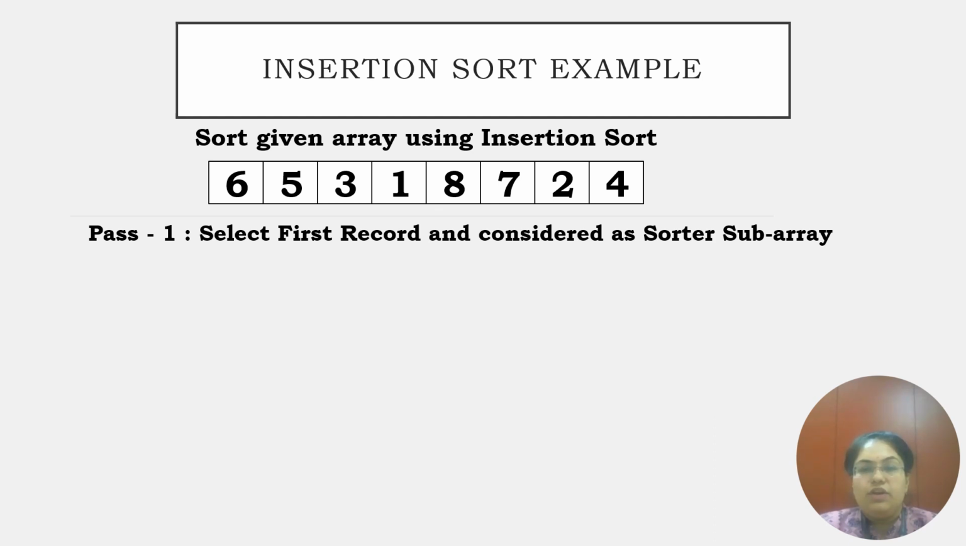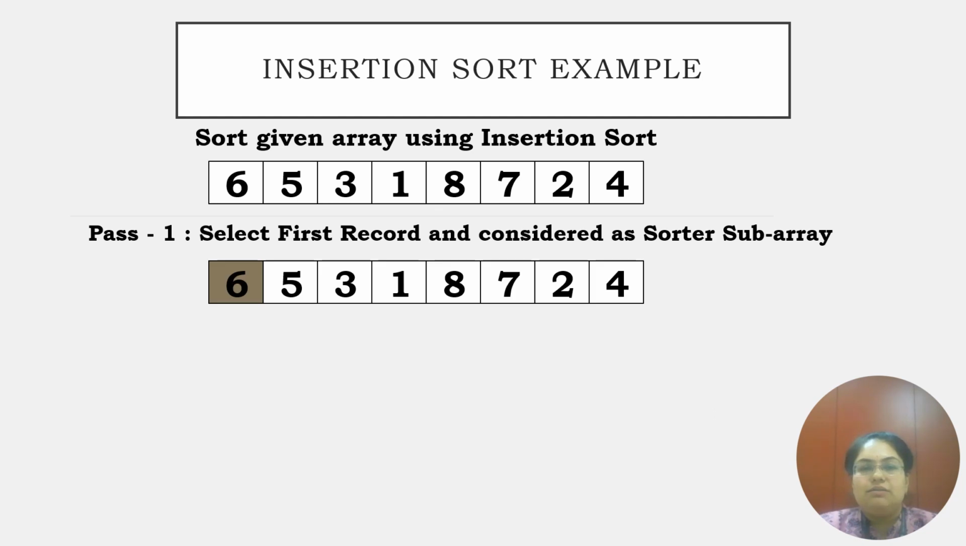First of all, we take the first number, 6, and we consider that this number is sorted. Now we have a second sub-array where every element is unsorted. We start inserting these unsorted elements into the sorted array, and we compare each unsorted element with the sorted array. If the unsorted element is less than the sorted one, then we place it in the proper position.